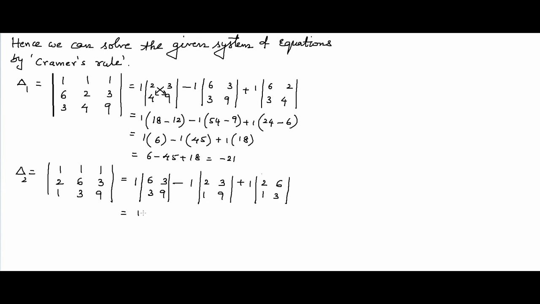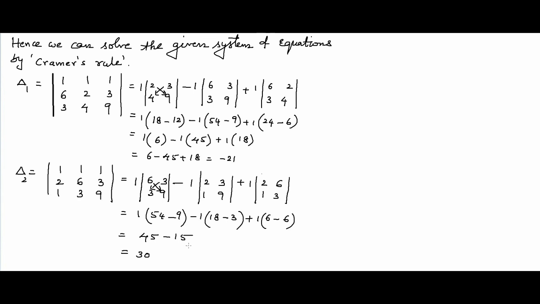So again in AD minus BC form, 6 into 9 is 54, minus 3 into 3 is 9. Everywhere you have to use the AD minus BC form. 2 into 9 is 18, minus 3 into 1 is 3. 2 into 3 is 6, minus 1 into 6 is 6. So 54 minus 9 is 45, 45 into 1 is 45. 18 minus 3 is 15, into minus 1 is minus 15. So 45 minus 15 is equal to plus 30.